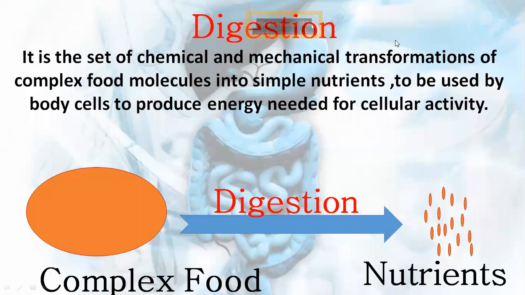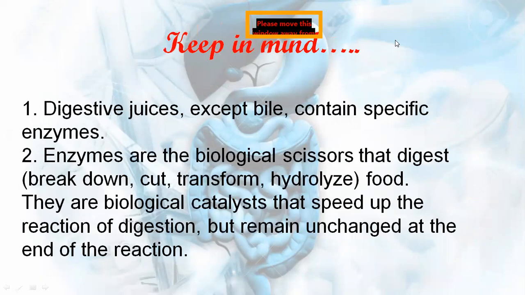Moving now to talk about digestion. What is digestion? Digestion is the set of both mechanical and chemical transformations of food into simple nutrients, to be used by the body cells to produce the energy needed for the cellular activities. So digestion includes both chemical and mechanical digestion, where complex food is digested into simple nutrients. You have to keep in mind that all the juices contain enzymes except for bile. Bile doesn't contain any enzyme.